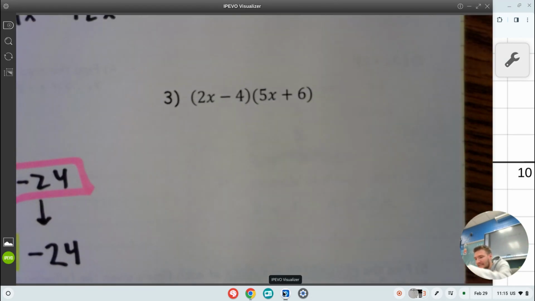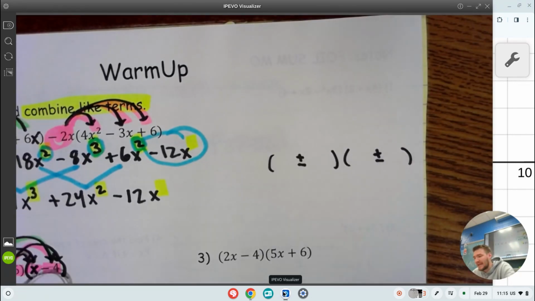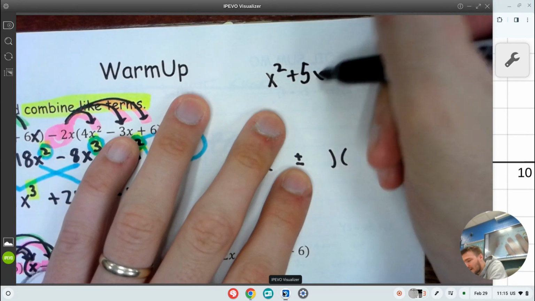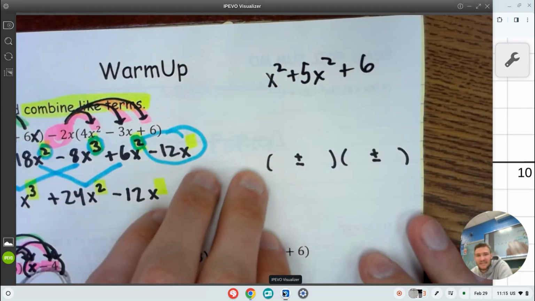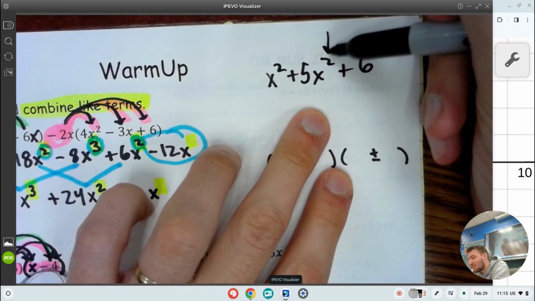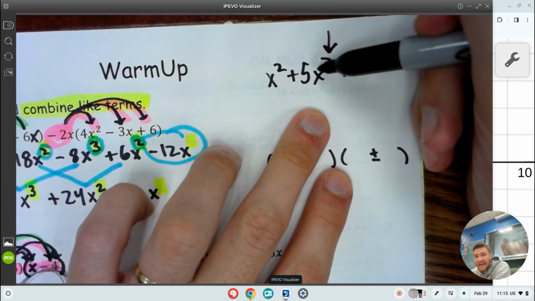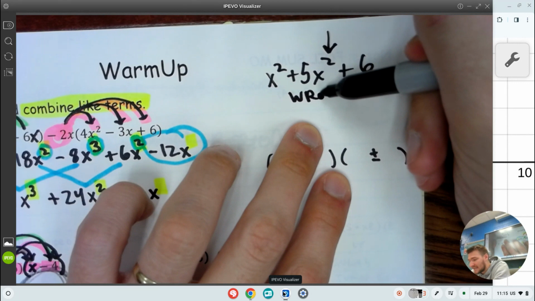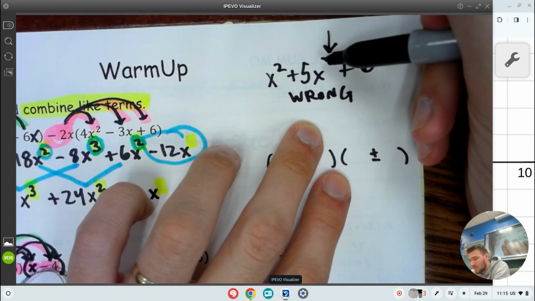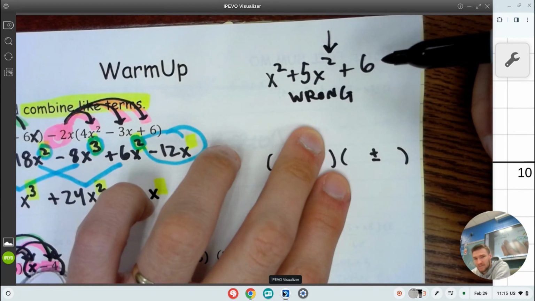I kind of did this yesterday, but if you get an answer and it looks like x squared plus 5x squared plus 6, how does this answer look? I hope it looks kind of gross. You can't have an x squared in the middle. This is wrong, right? It should be going 2, 1, 0. Okay.